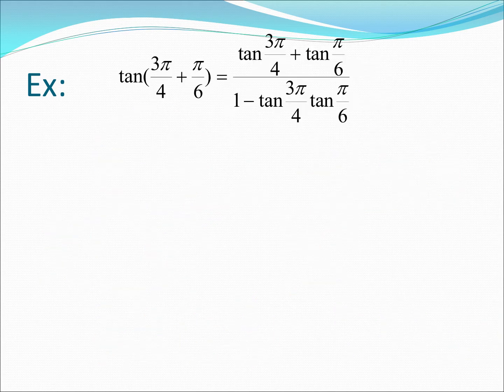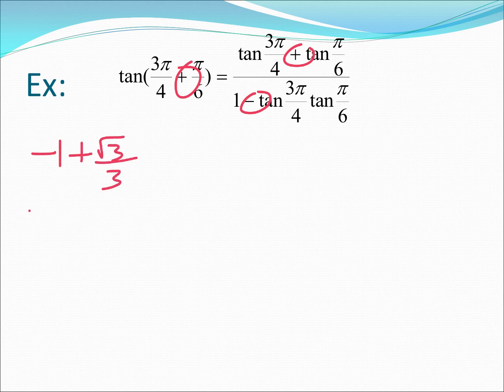Alright, so here we are at it again. Tangent of 3 pi over 4 plus pi over 6. Again, since we're adding in our equation here, we're going to be adding and then subtracting down here. Let's go ahead and try and evaluate this. So the tangent of 3 pi over 4 is negative 1, and the tangent of pi over 6 is radical 3 over 3.